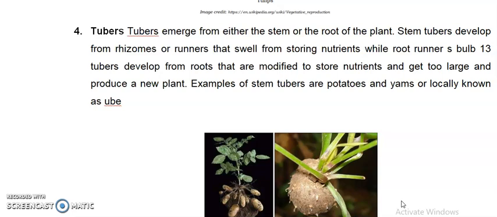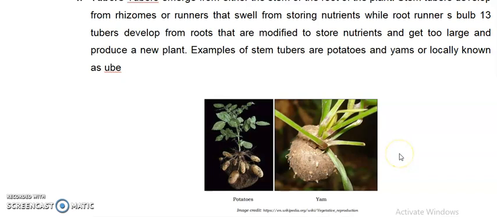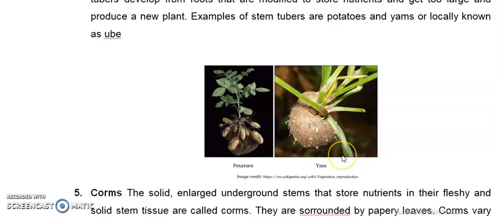So we have tubers. Tubers are enlarged and thickened underground stems. Potato is an example of a tuber. If pieces of potato with buds or eyes are cut out and planted in soil, new potato plants can form. Examples of stem tubers here are potatoes and yams. Yams are locally known as obe.